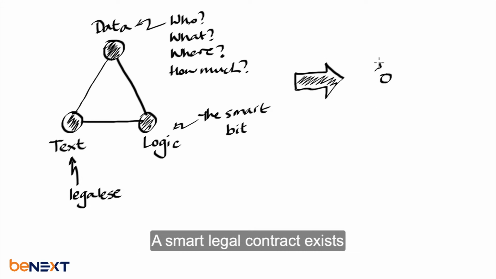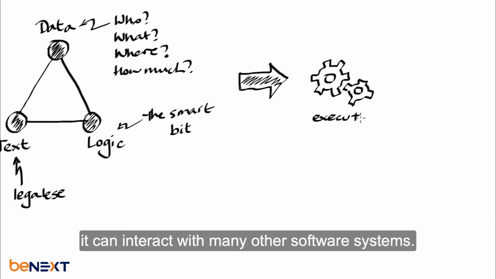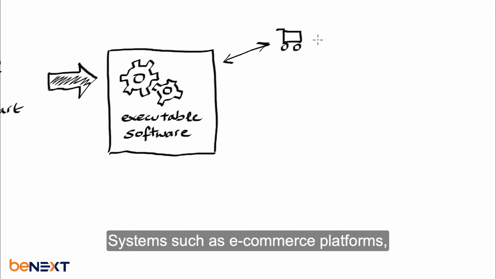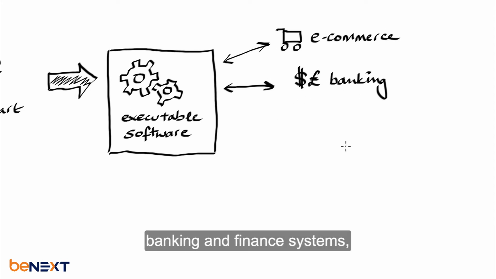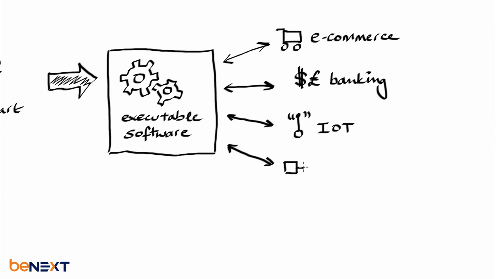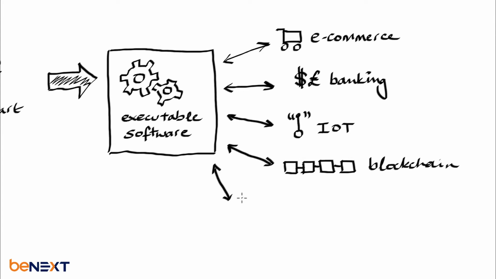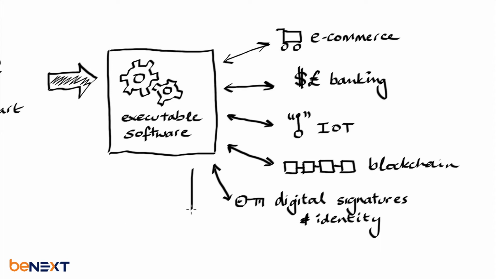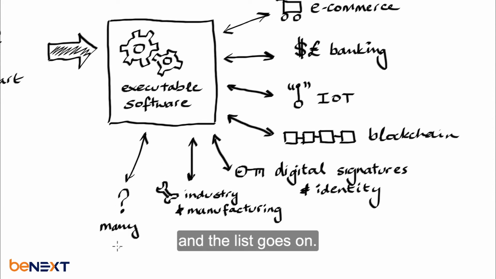A smart legal contract exists as executable code, and as such, it can interact with many other software systems. Systems such as e-commerce platforms, banking and finance systems, IoT devices, blockchains and cryptocurrency systems, digital signatures and identity services, industry and manufacturing, and the list goes on.